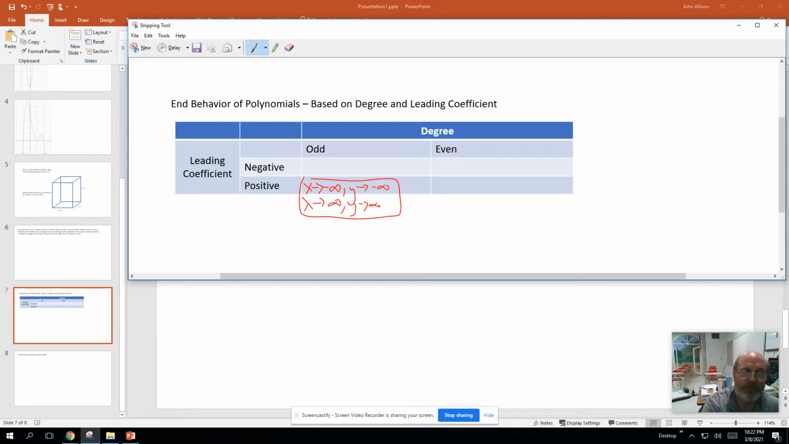If we have a negative leading coefficient, we would say as x goes to negative infinity, y goes to infinity, and as x goes to infinity, y goes to negative infinity. And that's how we would write the end behavior if we had an odd degree based on the leading coefficient, negative or positive. So now let's look and see what happens when we have an even degree.